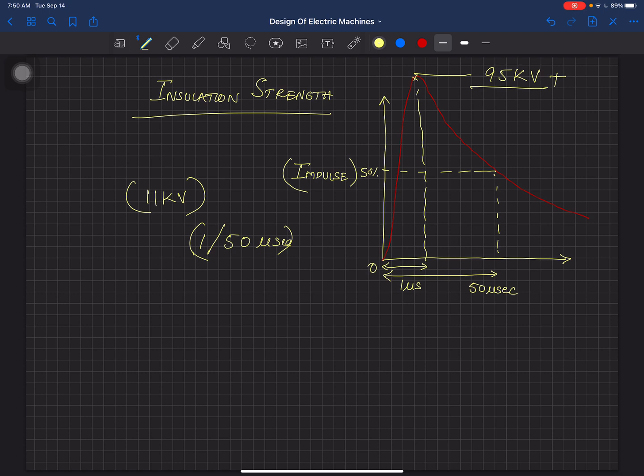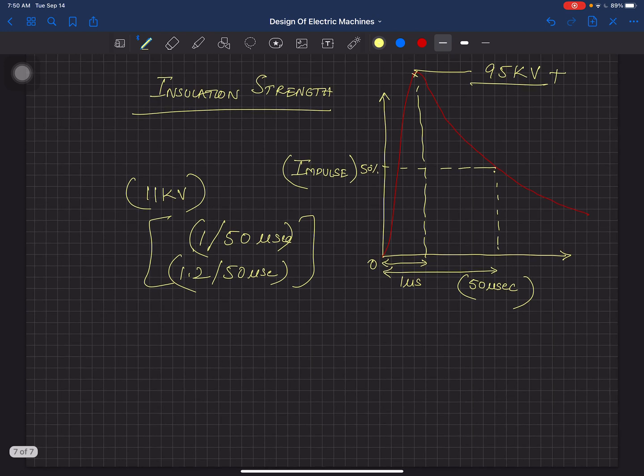You can't call it a fall time actually. This is a nomenclature used in high voltage engineering, that up to the 50% of the wave from the start is called the 50 microsecond time, and this is called 1 microsecond. Some standards also make it 1.2/50 microseconds. So if it withstands this, you will see on an oscilloscope the same waveform, because what is the dielectric strength of the transformer? It's actually a simple capacitor.